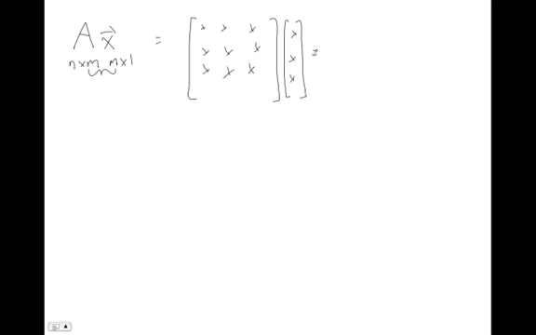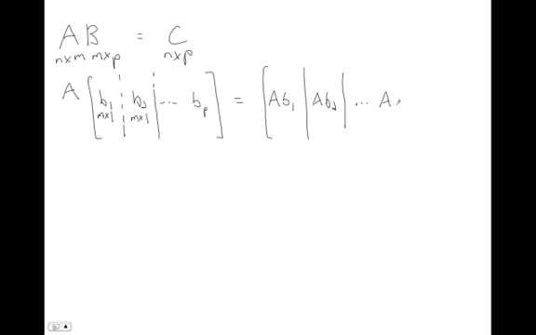So when we can do this, we don't even have to break up this A if we want. We can think of this as A times B1 in that column, and then A times B2, all the way to A times BP. This is this matrix C. Each of these things is an n by m thing times an m by 1 thing, so this is an n by 1 vector. So this is another way you can think about doing matrix multiplication.